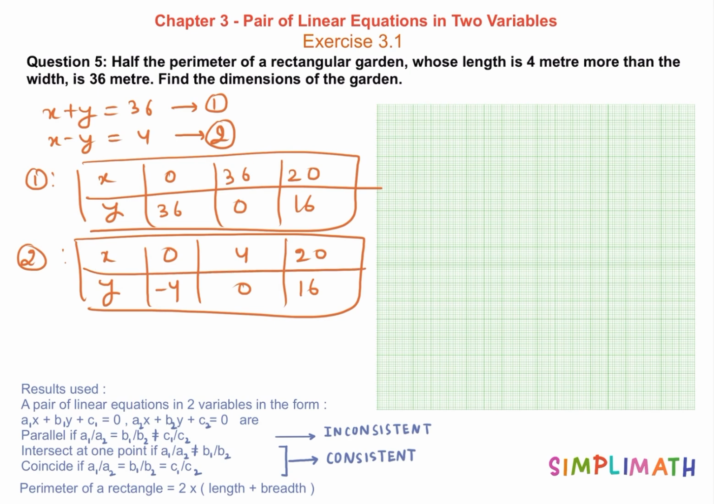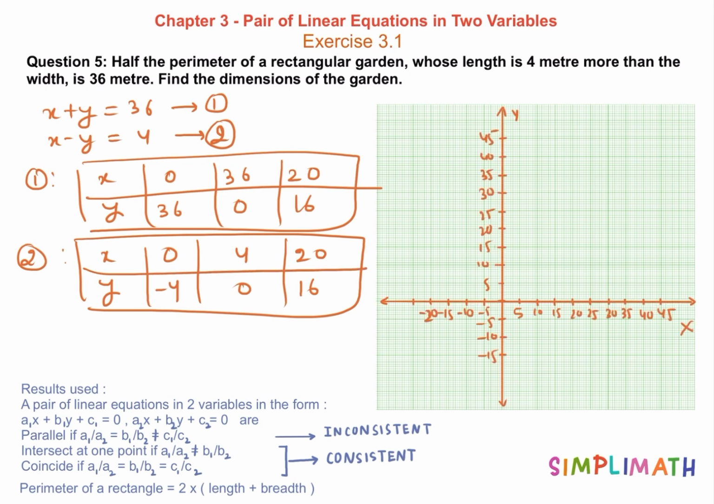Now let us plot these points on the graph. When x equals 0, y equals 36, so it is going to be this point. When x equals 36, y equals 0, then it is going to be this point. When x equals 20, y equals 16, so it is going to be this point. Now let us connect all the 3 points. So this line is the graph of equation x plus y equals 36.